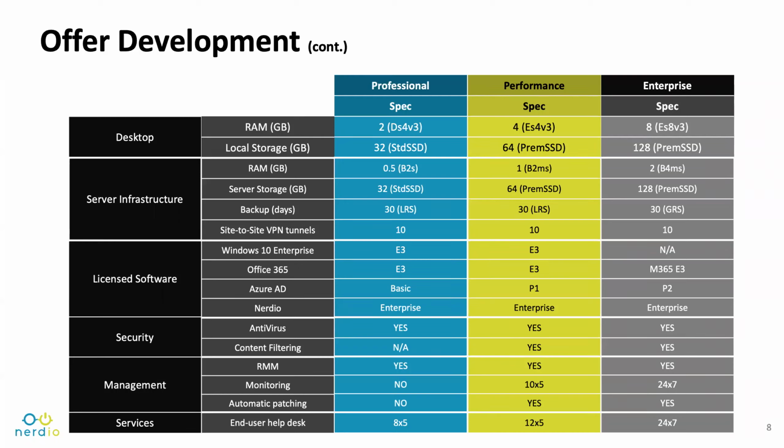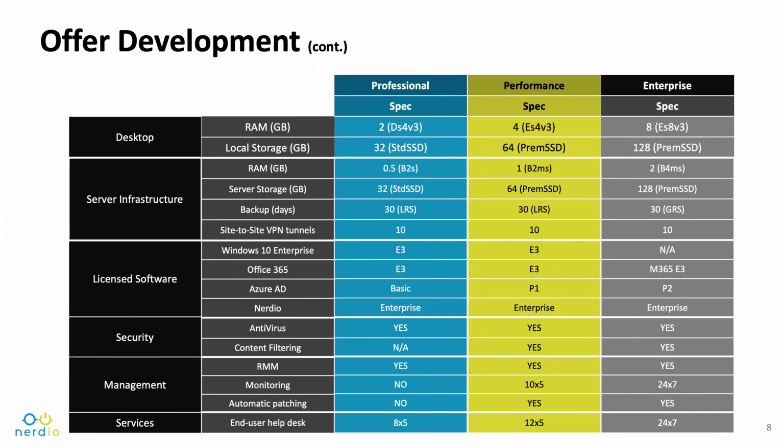Same thing on the security and the management and the services. For instance, if you're looking at providing end user help desk, you may want to distinguish each plan by the service hours that you offer. So with a professional plan, you may offer 8x5 support. With performance, you may offer 12x5. And with enterprise, you may offer 24/7.